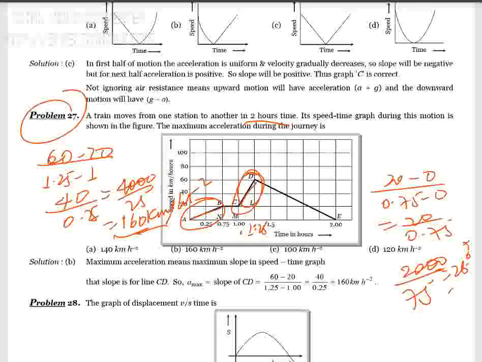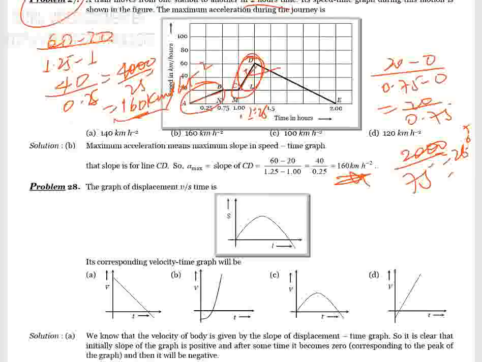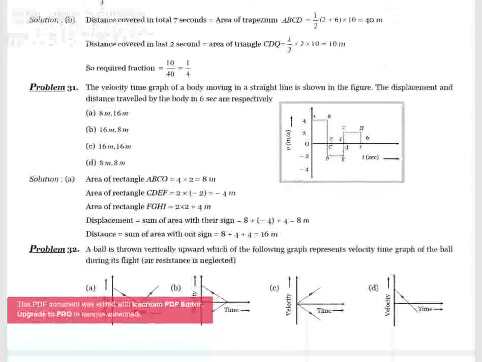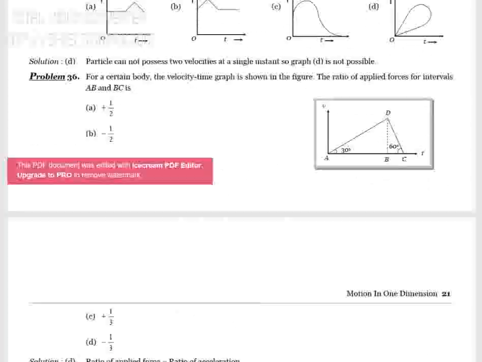Therefore, to get the maximum value, first you select an increasing graph. From the increasing graphs, you select the steeper to y-axis graph. The steeper to y-axis graph is C to D. You can get the maximum value from C to D. It is 160 kilometer per hour square. Do the rest by yourself depending on the velocity time graph.